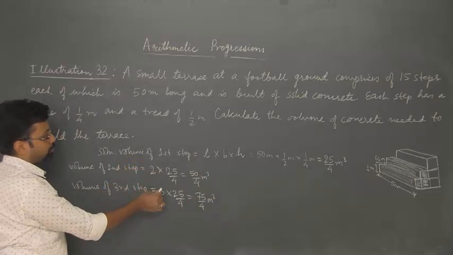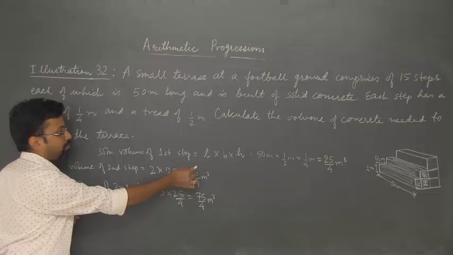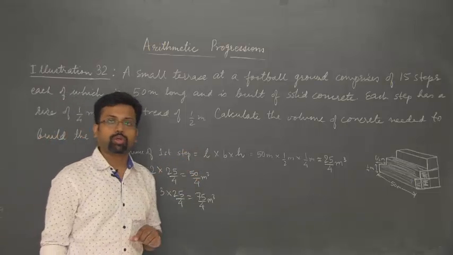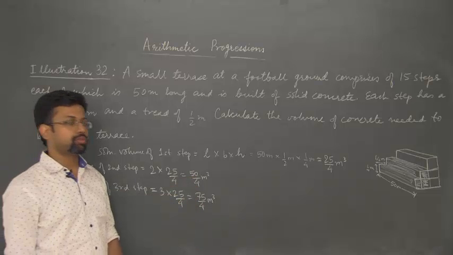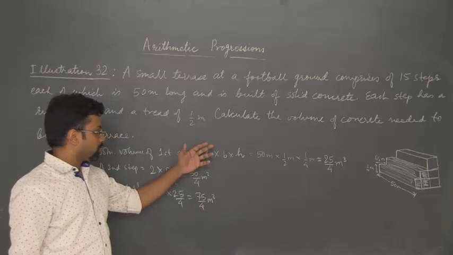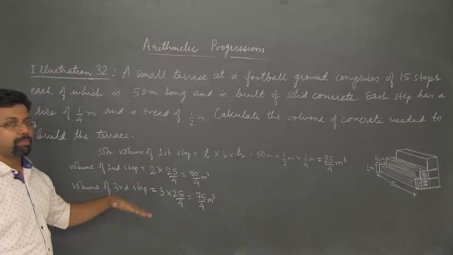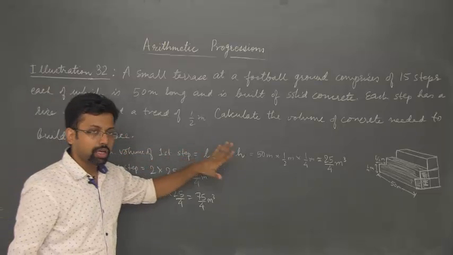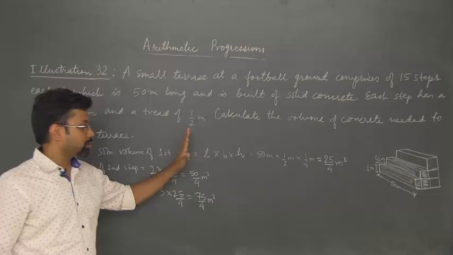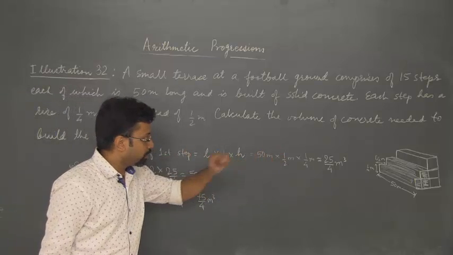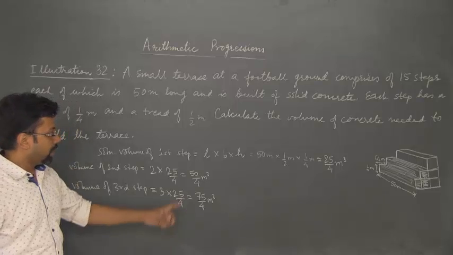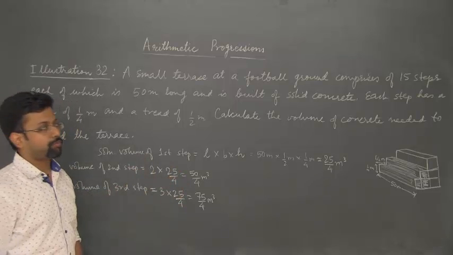Just see the difference between each of these steps. 50/4 minus 25/4 would give you 25/4. Similarly, 75/4 minus 50/4 is going to give you 25/4. So the volume of each step essentially forms an AP. The sequence of the volume of each step would form an AP, with the first term being 25/4 and the common difference being 25/4.